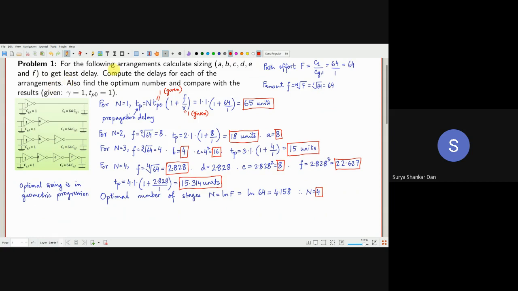So in the first part of the problem, if you notice, for the following items, calculate the sizing. Okay, and the second part of the problem is the optimal number. Number means number of stages. Okay, it's not specifically mentioned, but it is the number of stages.